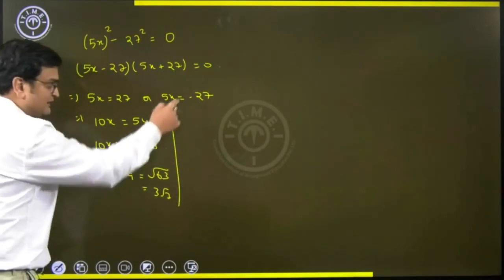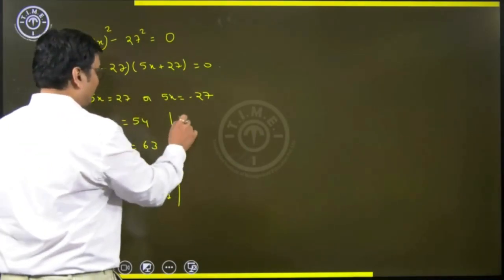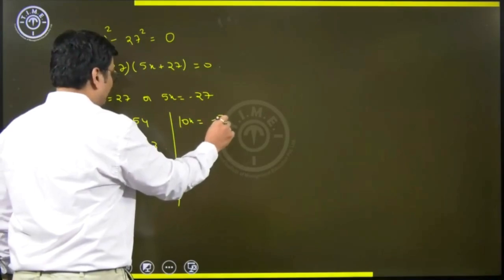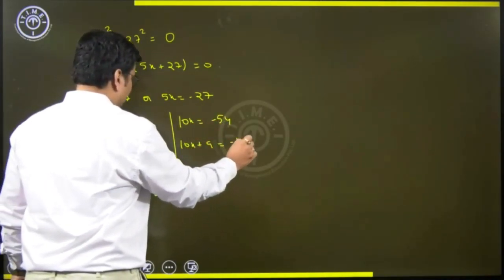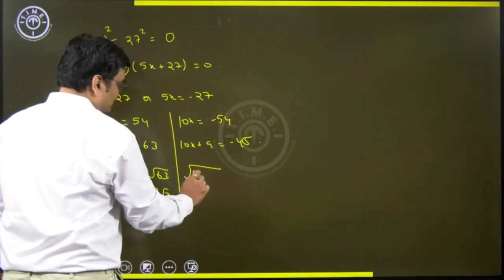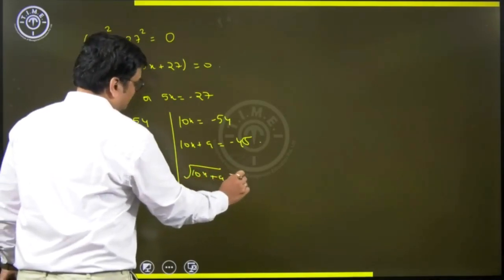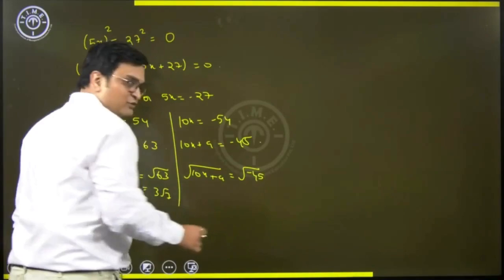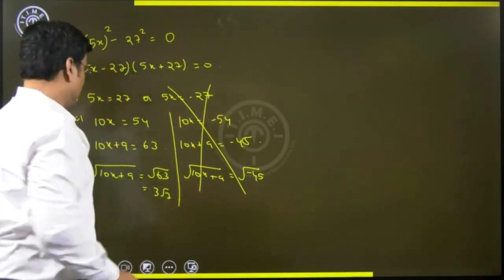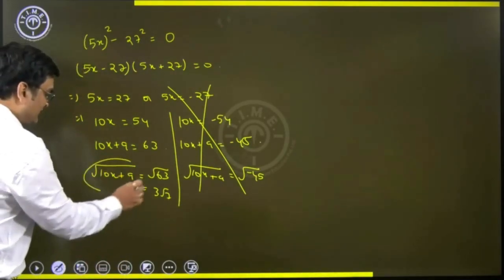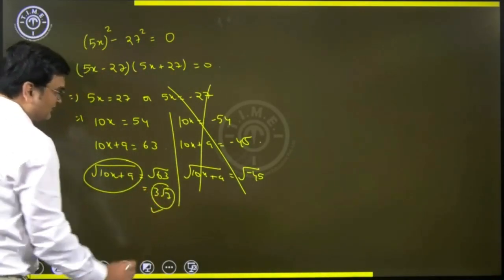If you do the same thing here, please notice the problem you will face. So 10x will be minus 54, very big negative. 10x plus 9 is still negative. When you take the square root, this is not defined, because you don't deal with non-real numbers. So thus we will not consider this value. So thus the value of root of 10x plus 9 will be 3 root 7.